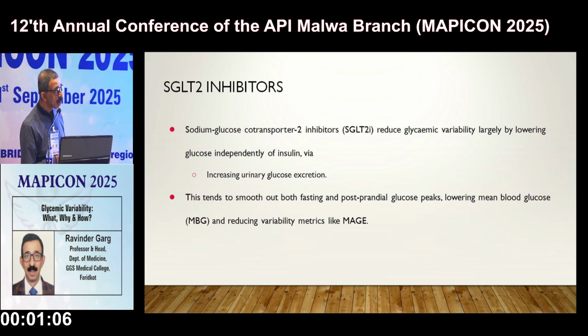SGLT2 inhibitors, no, these days they are being used left and right, not only in diabetic patients but even in non-diabetics also, cardiovascular disease, heart failure, so many things. And you know their mechanism of action is increased urinary glucose excretion, and at the same time they have some side effects in the form of urinary tract infections, but a very important group of drugs to decrease glycemic variability.